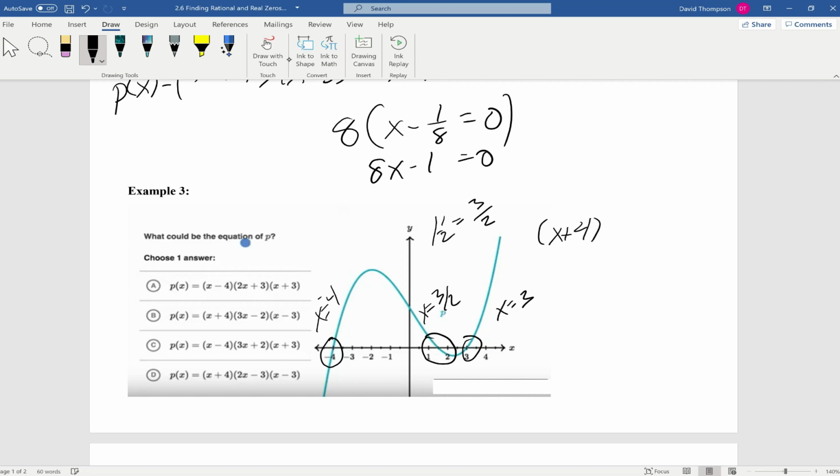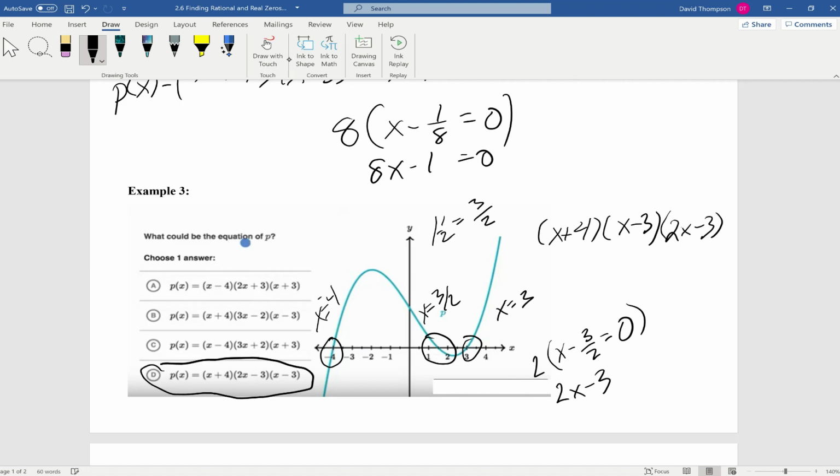The other easy zero to handle is going to be x equals 3. Change it to x minus 3. Just think opposites. The tricky one is going to be the x equals 3/2. So we can write that like we did in the last one: x minus 3/2 equals 0. Multiply everything by 2. So we'd end up with 2x minus 3. So our final part of our equation would be 2x minus 3. If we look at our options, we have x plus 4, 2x minus 3, and x minus 3. Correct answer should be D, and we are done.